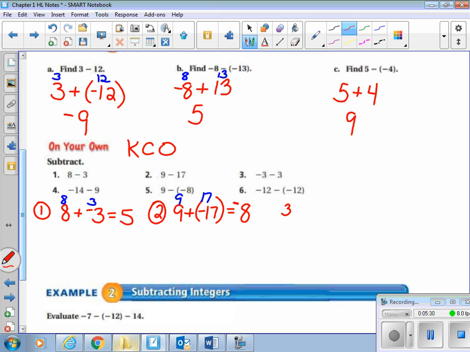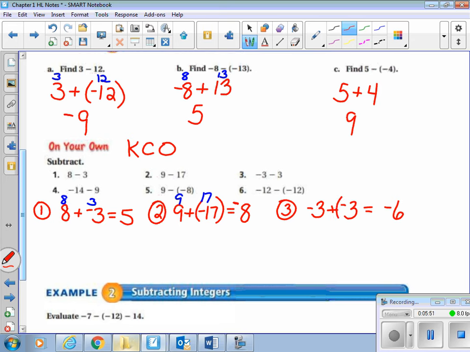In number 3, keep, change, opposite. Negative 3 is my keep. I change from subtraction to addition. The opposite of 3 is negative 3. I'm adding and my signs are the same. I have two negatives. Negative plus a negative. I'm going to add them together and keep that negative sign. So my answer is negative 6.